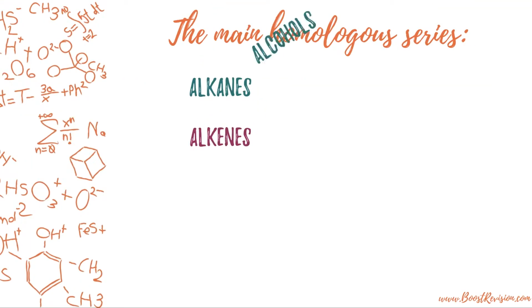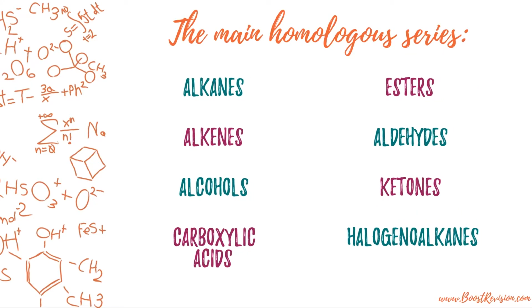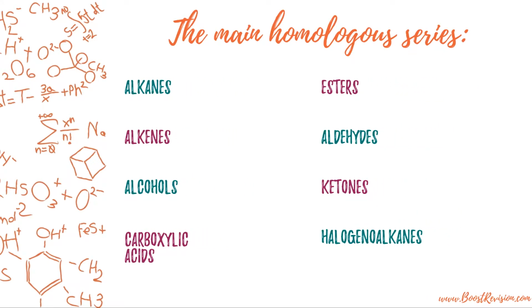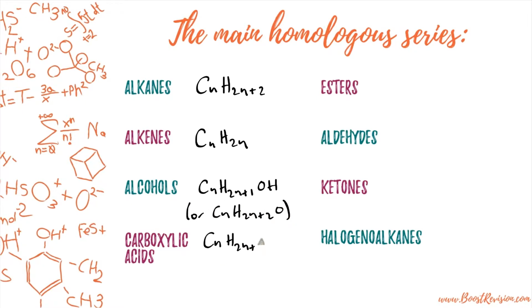So these are the main homologous series, which we've already mentioned. As I said, you'd be expected to draw the general formula for each of these homologous series and identify their functional groups. You'll notice that the general formula is an algebraic formula for a homologous series, using n to denote the number of carbons in the chain.